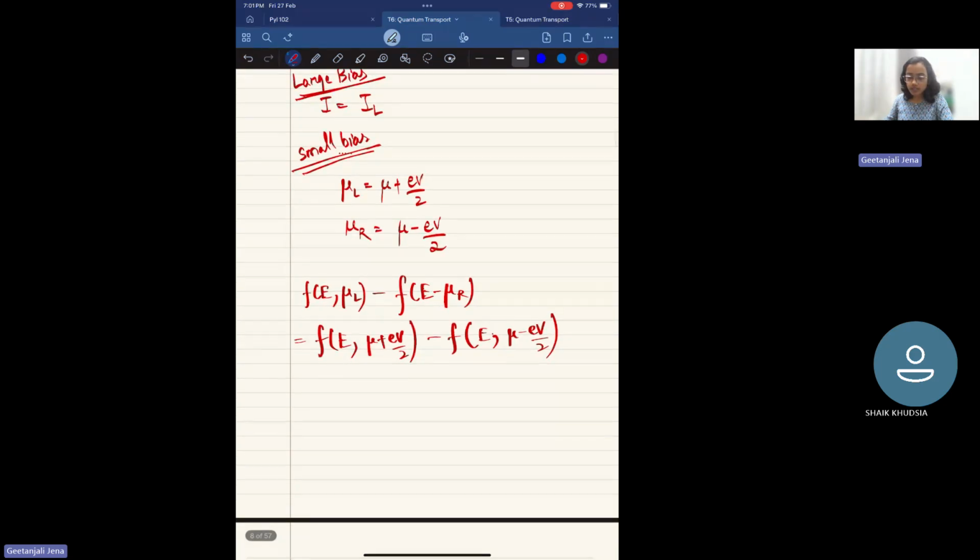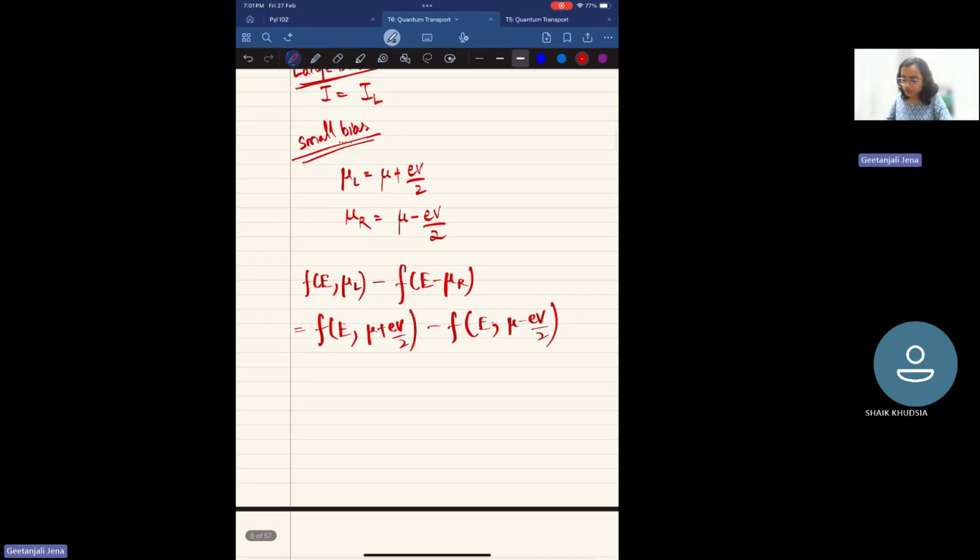So we can Taylor expand it to first order, because for this case the EV term is very small. When you have an expression like this where this term is very small, you can write it as f(E, mu) plus the small term that is added here, EV by 2 times dou f by dou E. This is the Taylor expansion up to first order.